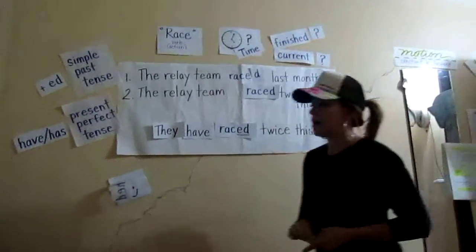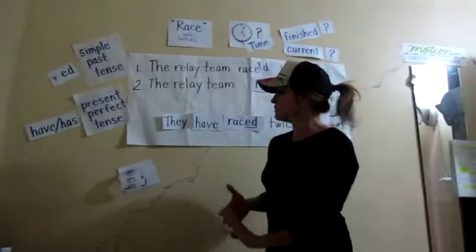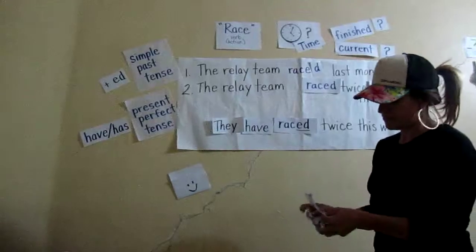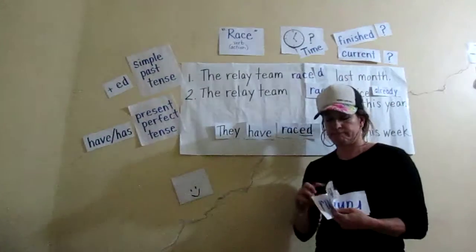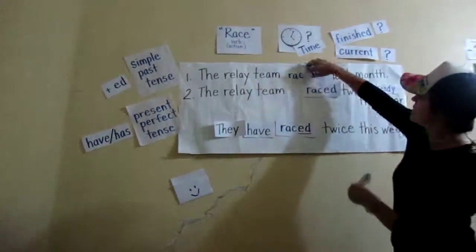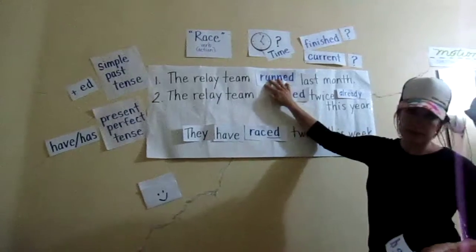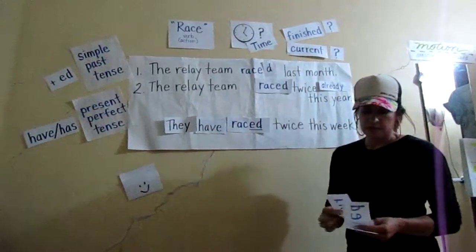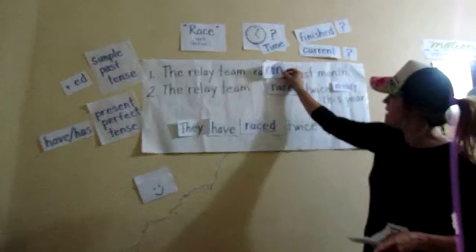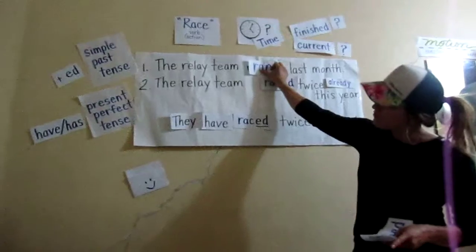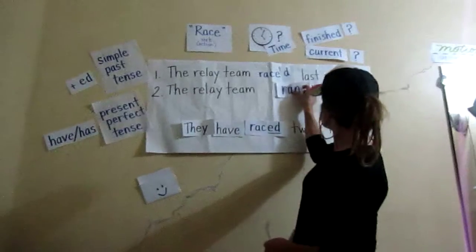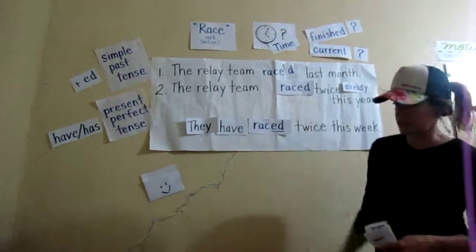I want to talk to you for a second about irregular verbs, because irregular verbs are super tricky. If the action word was run, we wouldn't say the relay team run last month. That'd be completely incorrect. Run actually changes all the way to ran. The relay team ran last month, that would be simple past tense, or we could say the relay team has ran twice already this year.